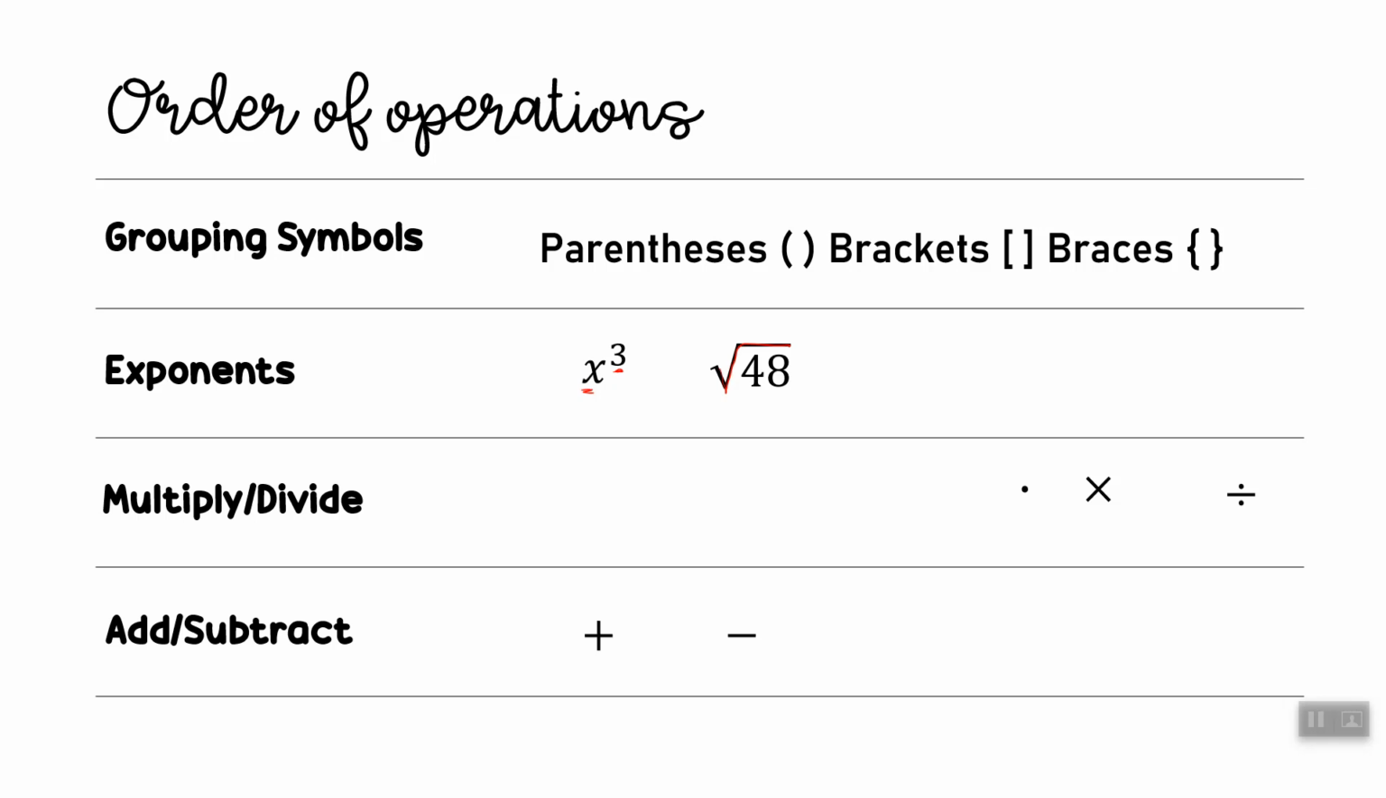Okay, next would be multiplying and dividing. We work our way left to right. It's not all multiplication then all division, and we work our way left to right. They're on the same level. And same with adding and subtracting. We don't do all of our adding and then all of our subtracting. We do them at the same time, whatever comes first, left to right.